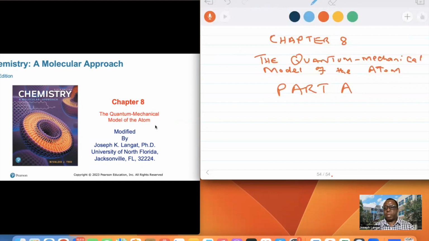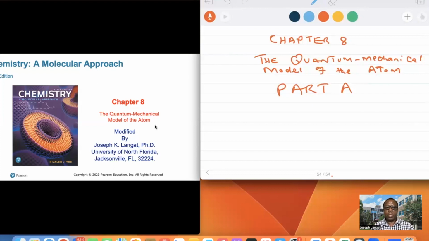We defined in chapter 1 the word atom, the smallest indivisible part of matter. We will zoom in and look at the structure of the atom using quantum mechanics.